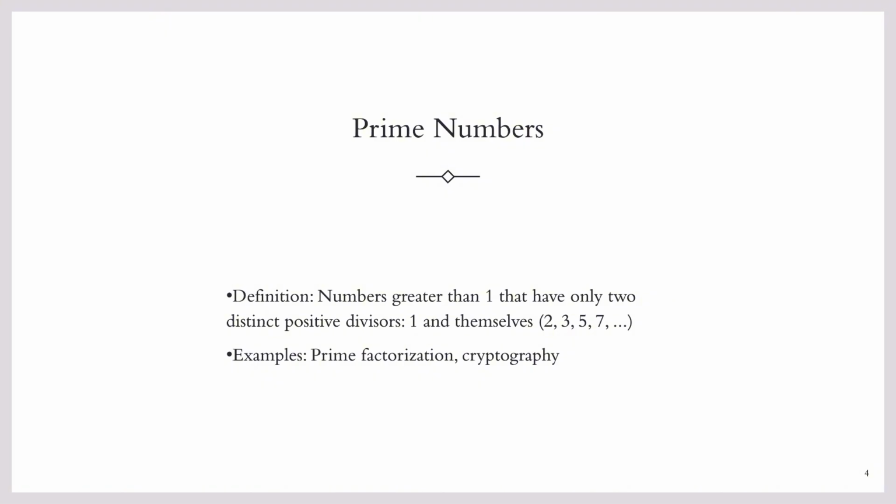They are used in the process of prime factorization that we are going to take a look at in this chapter, and in cryptography. Cryptography is a method of encrypting text over the internet so it can be kept safe.